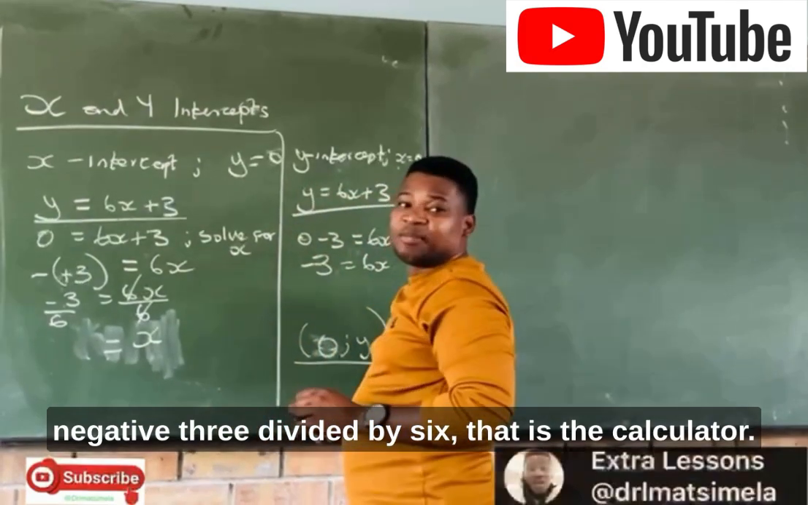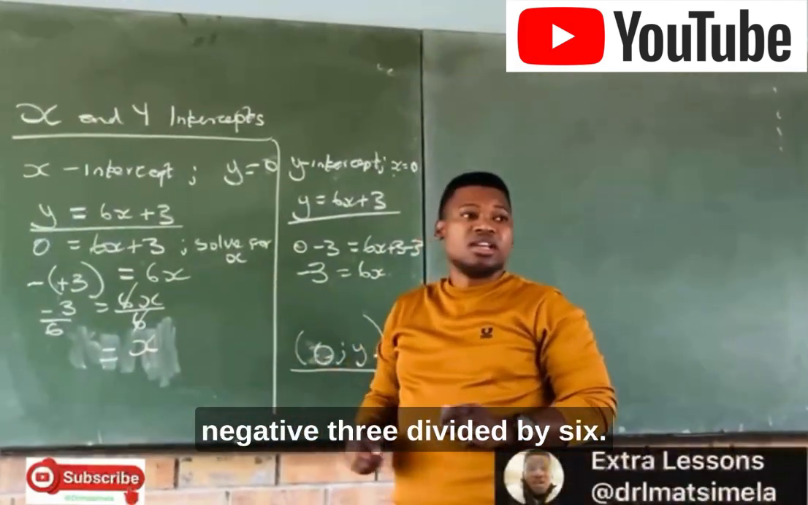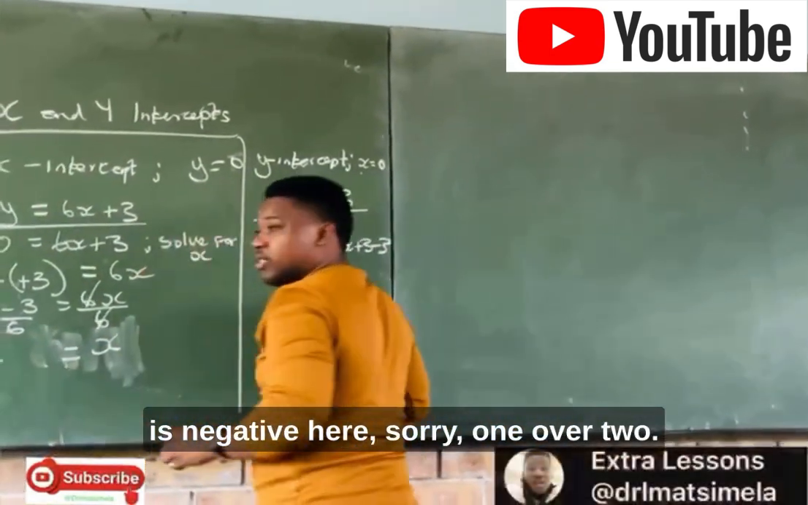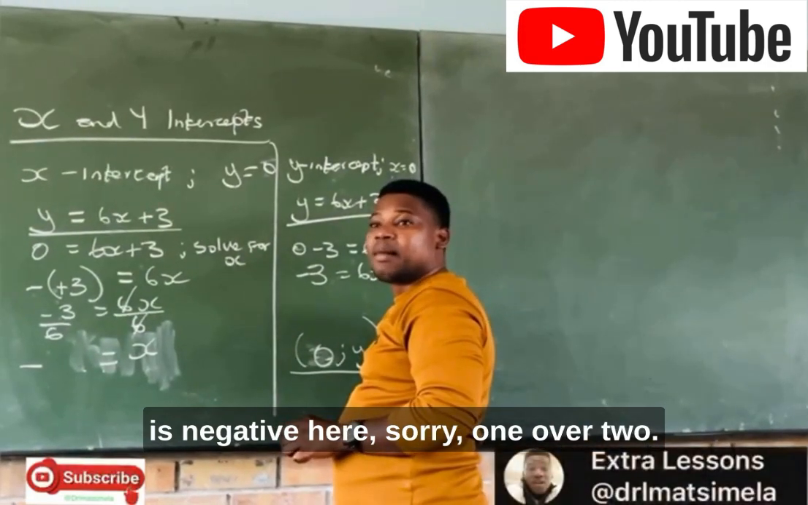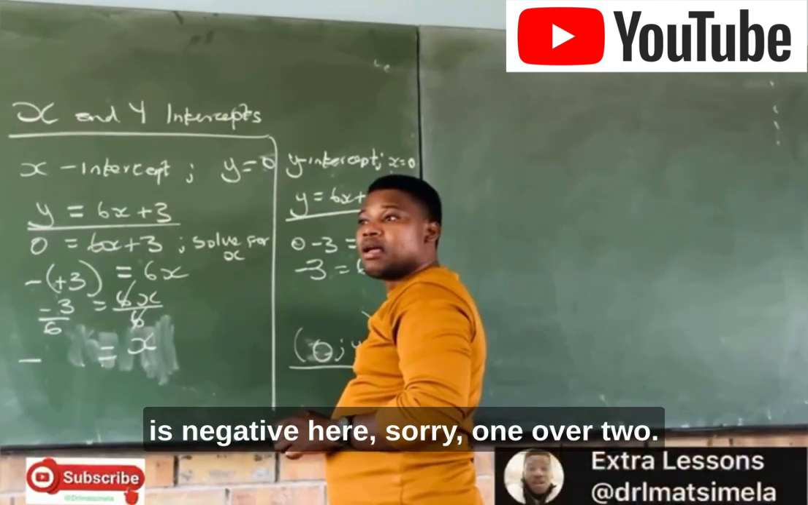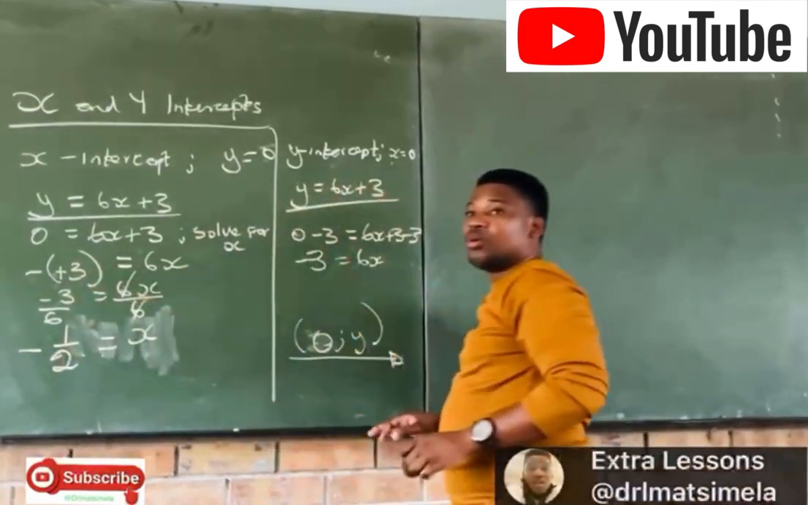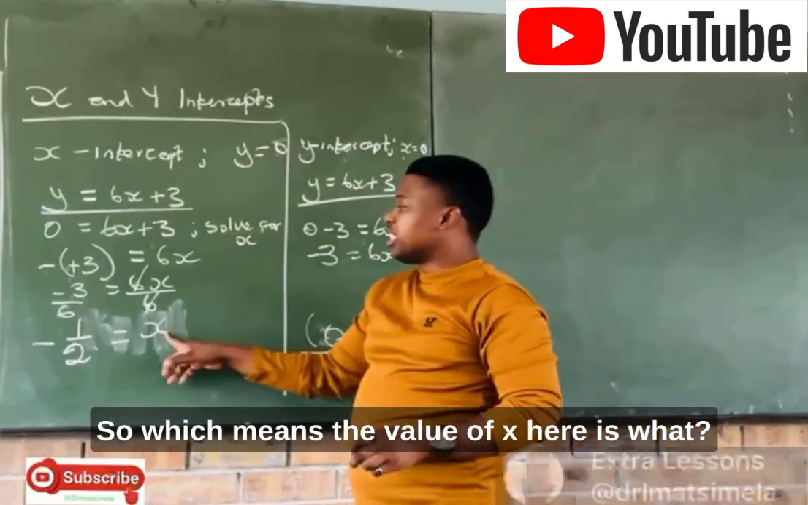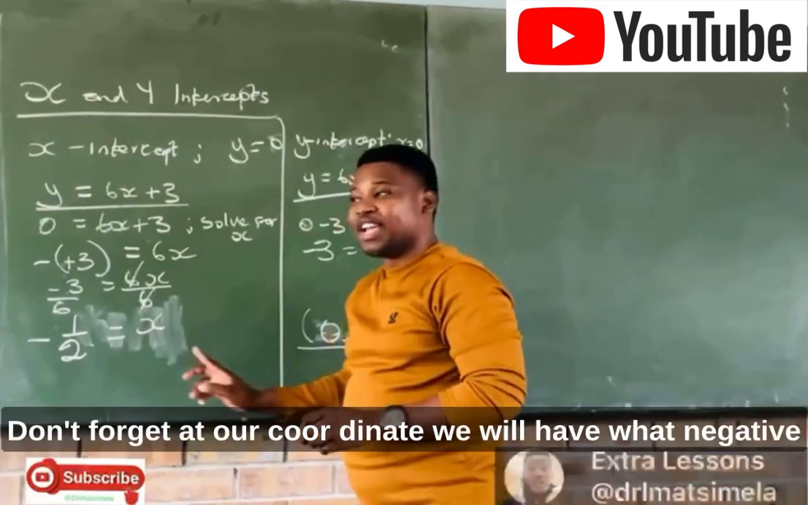Let's see if I calculate. Negative 3 divided by 6. Let's use our calculators and see what's the answer. The answer is negative, yes. It's going to be 1 over 2. Are we clear? So the value of x here is negative 1 over 2.